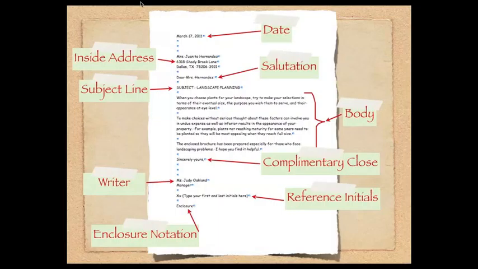And finally, the enclosure notation. Now, if there is only one thing being enclosed, it's simply enclosure. If you have 2 items being enclosed, then you would simply put an S on the end of that word, so it would be enclosures. If you have 4, 5, or more things that you're enclosing in the letter, good practice is to say enclosures, and then leave a space, and then open parentheses, 5, and then close parentheses. This way the recipient knows to check, and that beyond the letter, there should also be 5 other things that have been enclosed in the envelope.